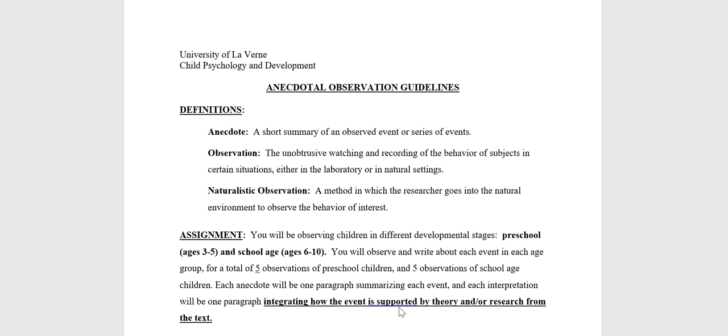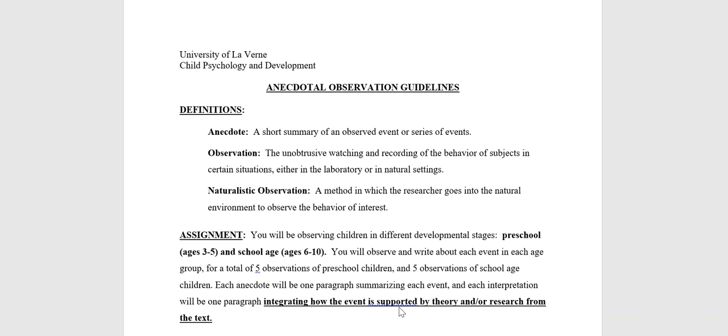For the preschool assignment, you're looking for a total of 5 observations of preschool children. It could be the same child for all 5. It could be 5 totally different children. It is completely up to you. Same with 5 observations of school age.